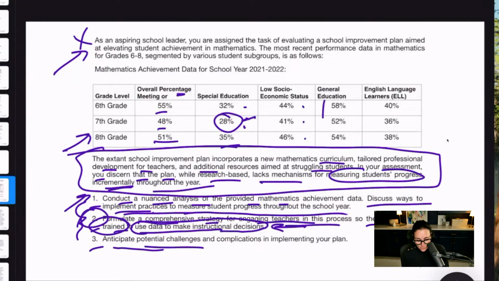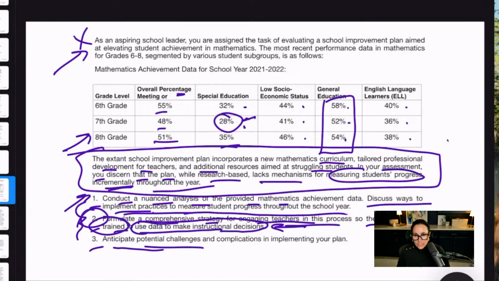And general education, just meaning kids who are not in any kind of special education, low SES, just a bigger subgroup of students. 58% are meeting proficiency, 52 in 7th grade, and 8th grade it's 54. And then English learners, 40% in 6th, 36 in 7th, and 8th. We have an achievement gap here. Just like, this could be any data from any school, right? Typically, proficiency levels hover at 50% no matter what we do.